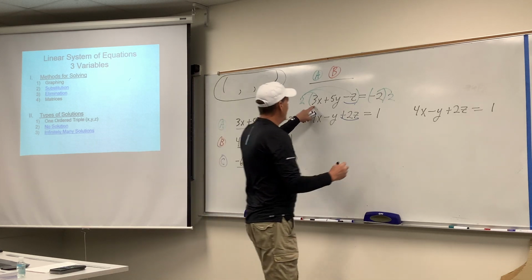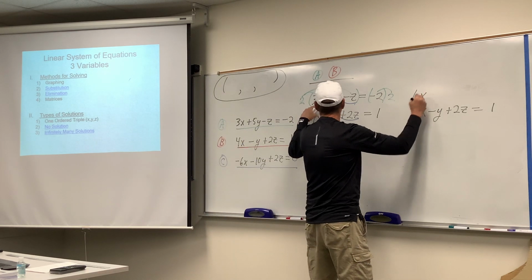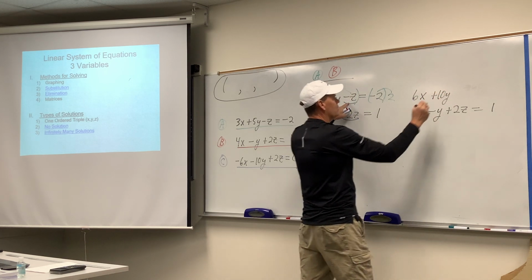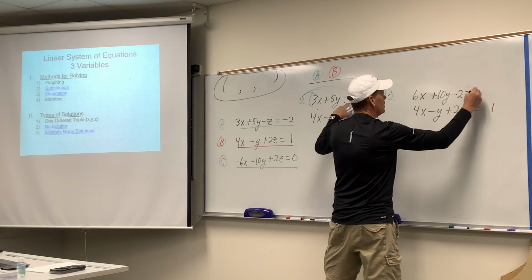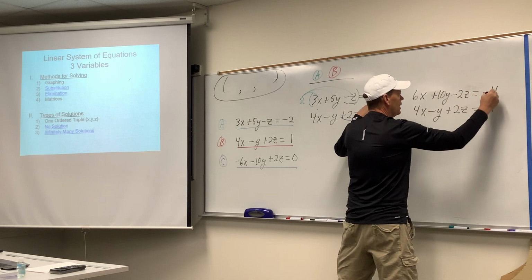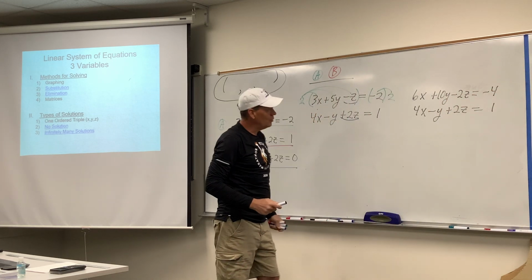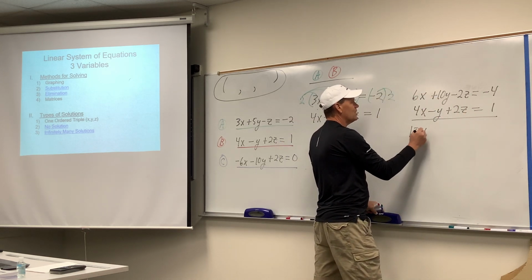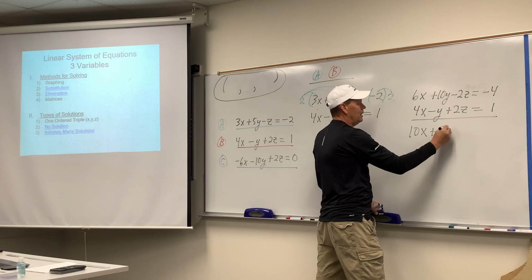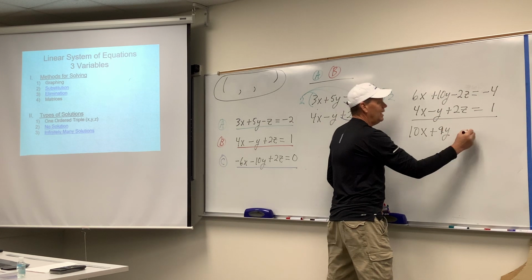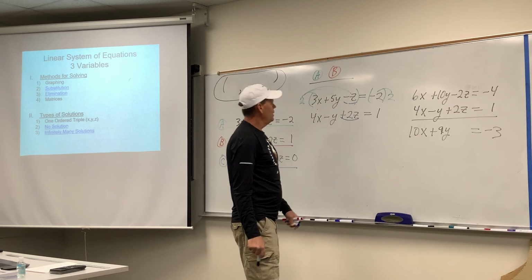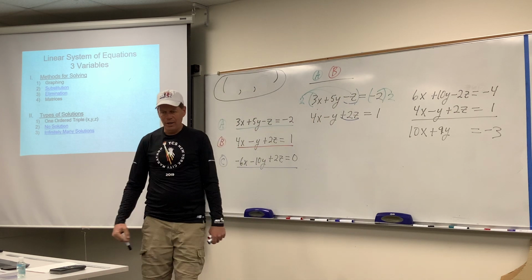All right, so we now have 6x plus 10y minus 2z equals -4. And we add them down: 10x plus 9y, we got rid of z, and it equals -3. We know how to eliminate a variable, right? So we do that with the top two equations.